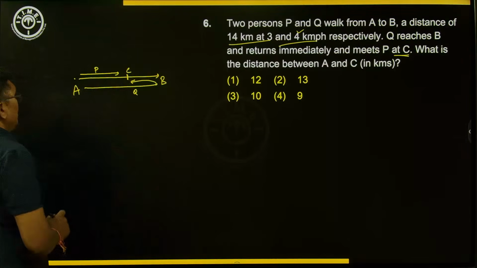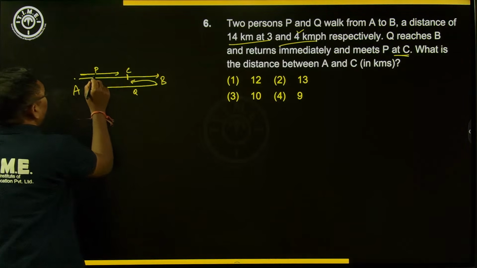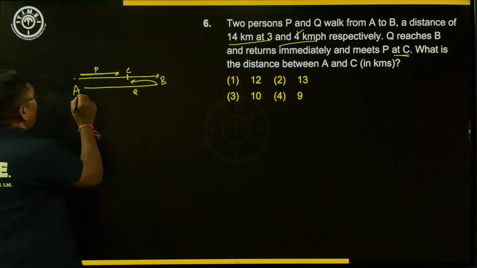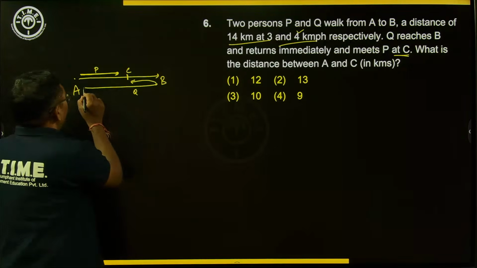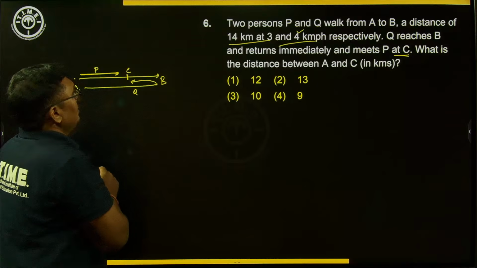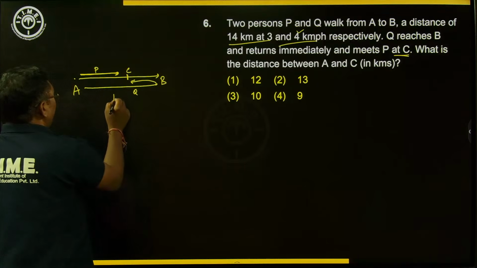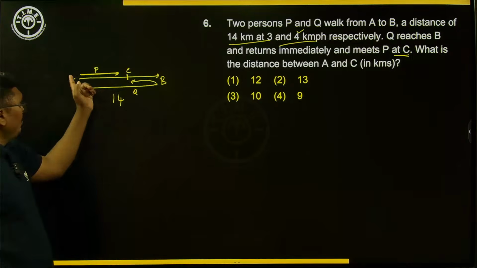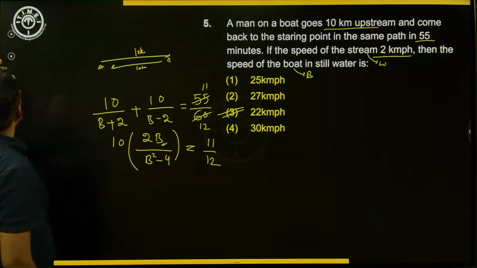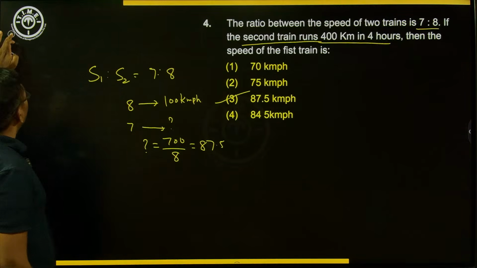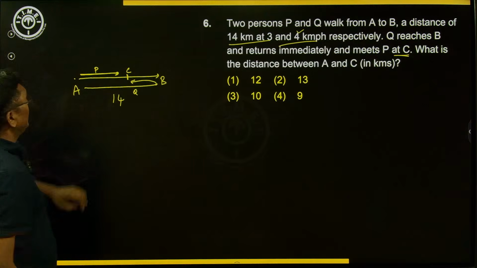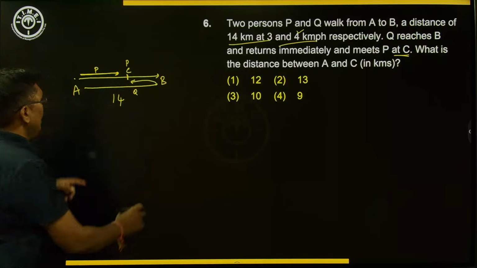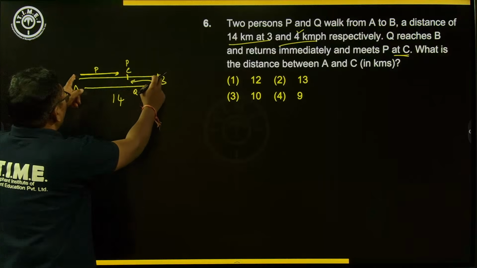So if you observe, let us say the distance is given as 14 kilometers. So Q travels 14 kilometers and returns, meeting P at C. So this is 14 and this is 14.